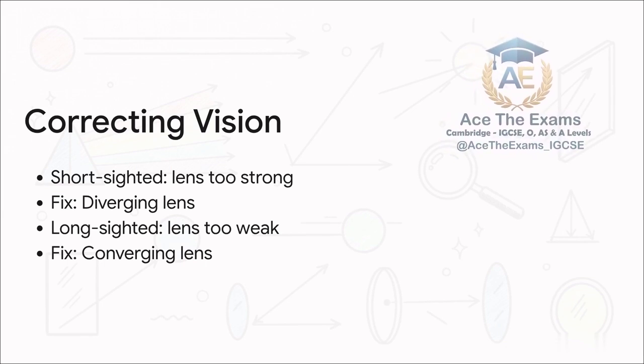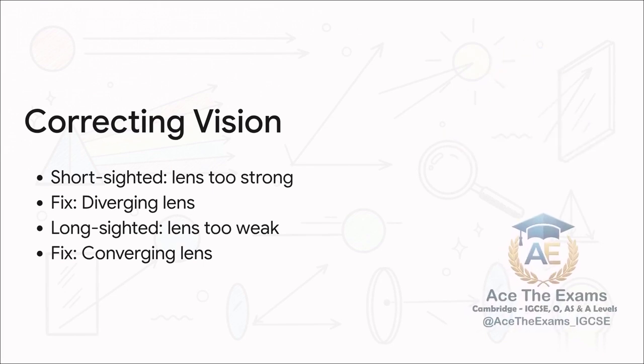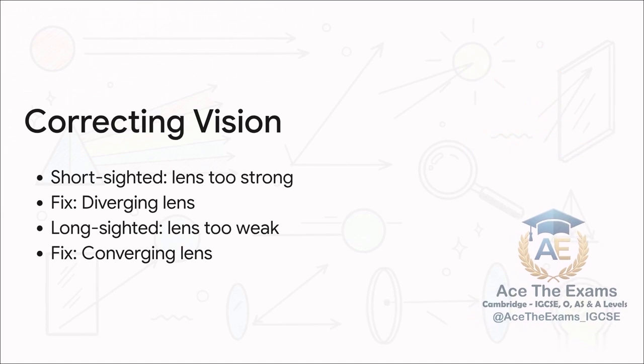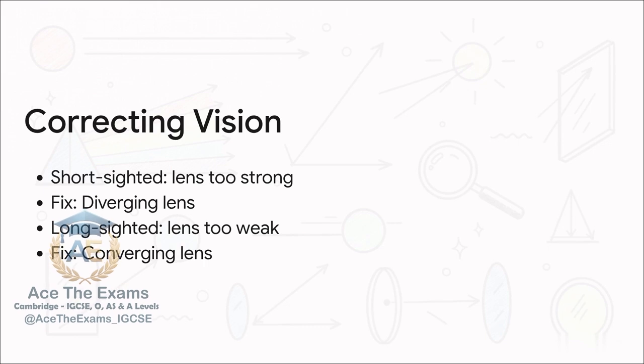On the flip side, if someone is long-sighted, their lens is too weak. We fix that using a converging lens, which helps bend those parallel rays together so they meet exactly at the correct focal point on the back of the eye. It's physics coming to the rescue.